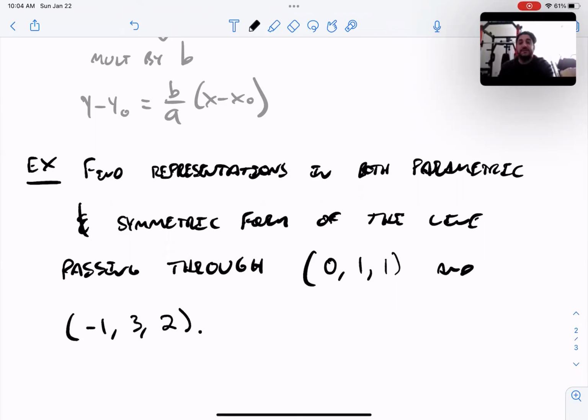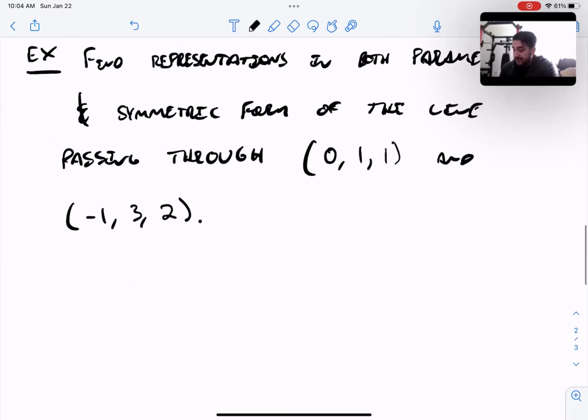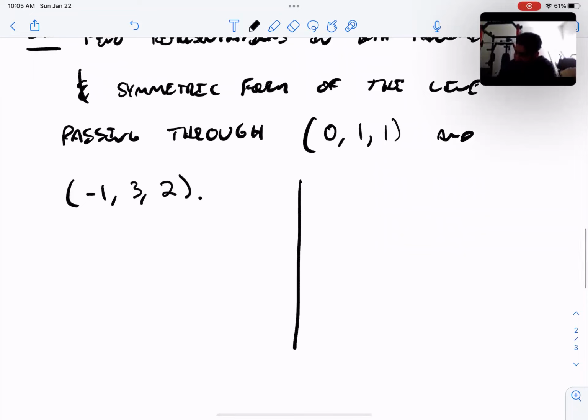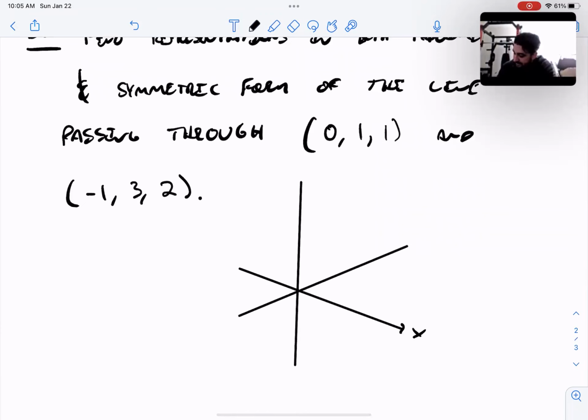Right. So we specify 2 points in 3 dimensions, and we want to find the line containing them, right? Because 2 distinct points determine a unique line. That's true in 2 dimensions. It's still true in 3 dimensions, right? So let's see if we can find this line. So how would I do this? Well, I'd have x, y, and z, right? So I have 0 in the x, and then I have 1 and 1 on the y and z axes, right?